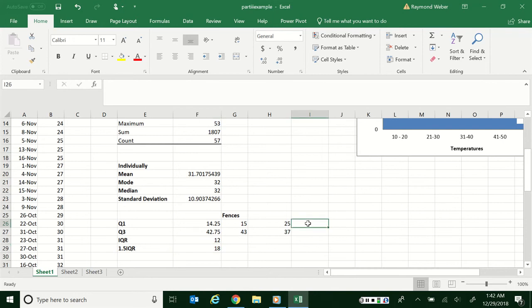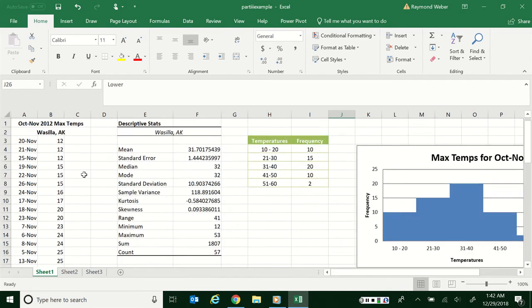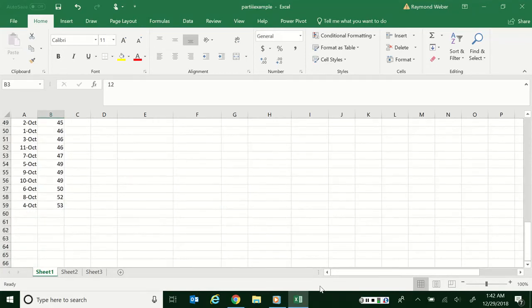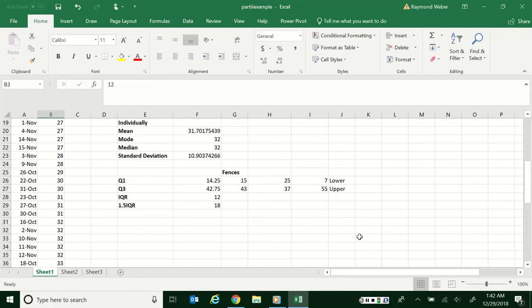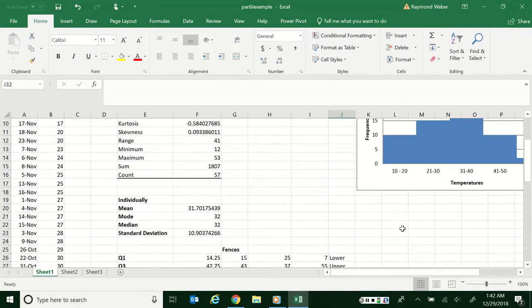So to do this, I'm going to subtract 18 from the lower one, and I am going to add 18 to the higher one. So this is my lower value and this is my upper. Any outlier would have to be below 7 or above 55. And if I look at my data, I don't have any data below 7 or above 55. So I don't have any outliers. I don't have, say, negative 10 degrees, that doesn't make sense for October and November. So that's how you find the outliers.